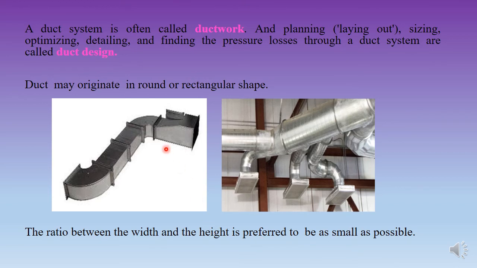And a duct may be in round or rectangular shape, and the ratio between the width and the height is preferred to be as small as possible. So 1 to 1. So basically the best shape or the best ratio is 1 to 1. That means the best shape is square for a duct.